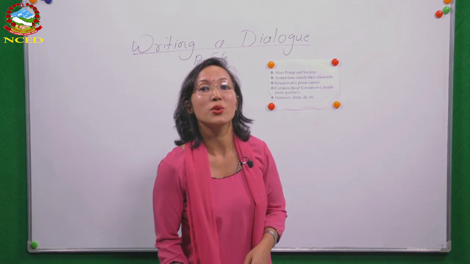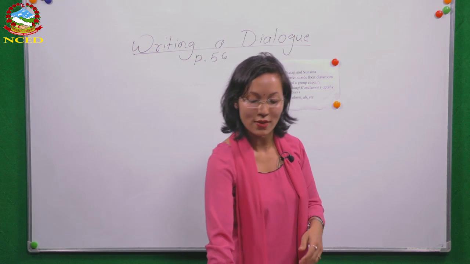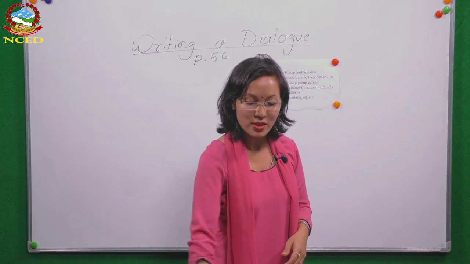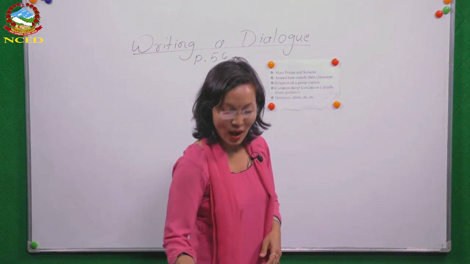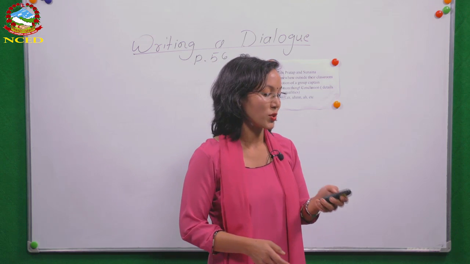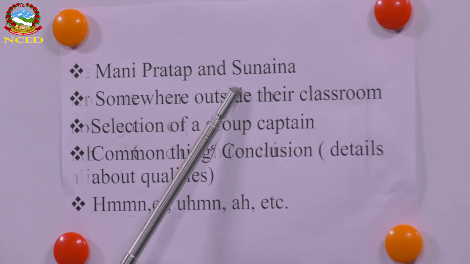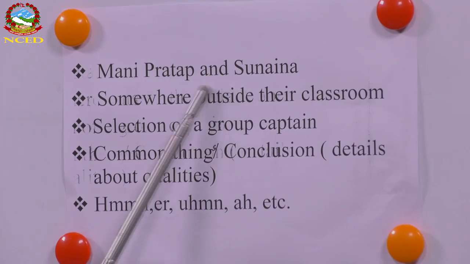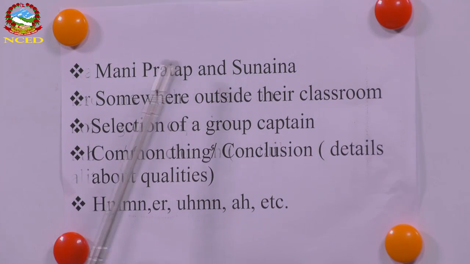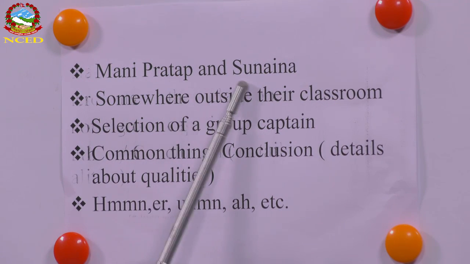So students, I hope you have already started guessing about the points. Let's see now how far your guesses are correct. There is a slide for you. Okay. Now 5 elements of a dialogue. Mani, Pratap and Sunena, who are they? They are participants. This is one of the elements that we find in dialogue writing. Is that clear? They are the participants.